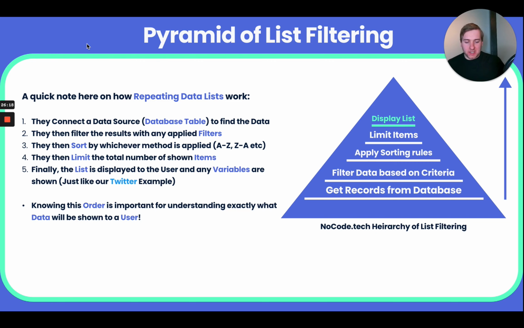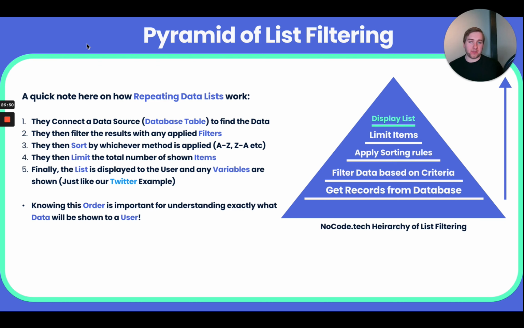So, pyramid of list filtering, Frater's hierarchy of list needs, in other words. Just a quick note on how these work. This might seem a little bit over the top, but when you're debugging them, you're trying to make something work perfectly, this is actually pretty useful. So, the way a list works from start to finish is the minute that list is supposed to display, it connects to the data source or the database table to find the data that you've specified. So, if you want it to find your tweets, then it will find your tweets. If you've got an e-commerce store and you want to find all your inventory, it will find that.